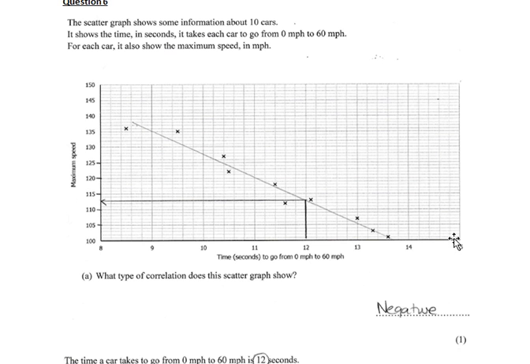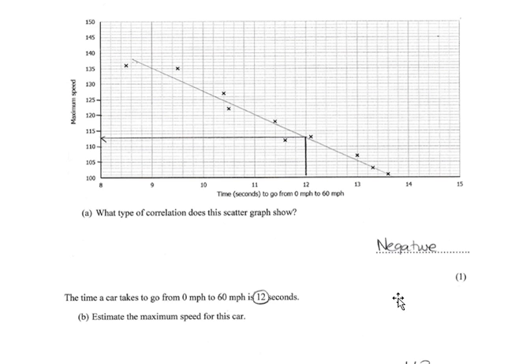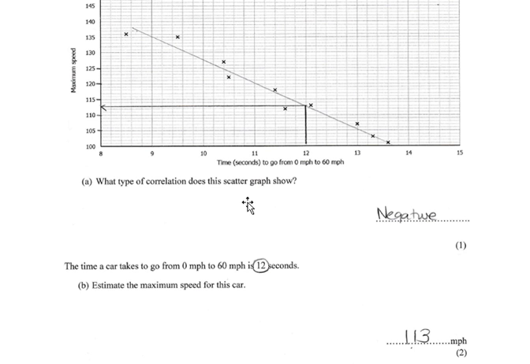So on question 6 we have a scatter graph. Part A wants us to describe the correlation. It's going down, so it must be a negative correlation. For part B, when the time taken is 12 seconds, estimate the maximum speed. So you must draw a line of best fit. Go up at 12, go across. It looks like it's about 113. If your line is slightly different, an answer slightly higher or lower would be fine as well.